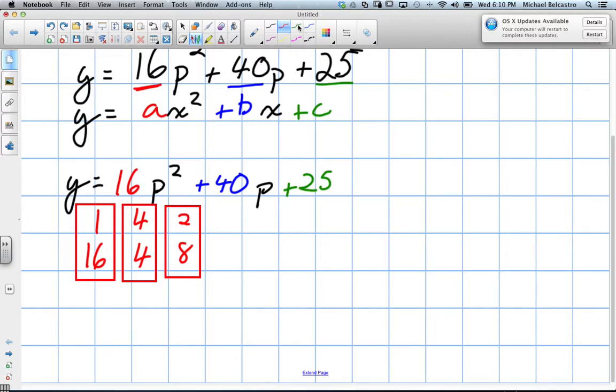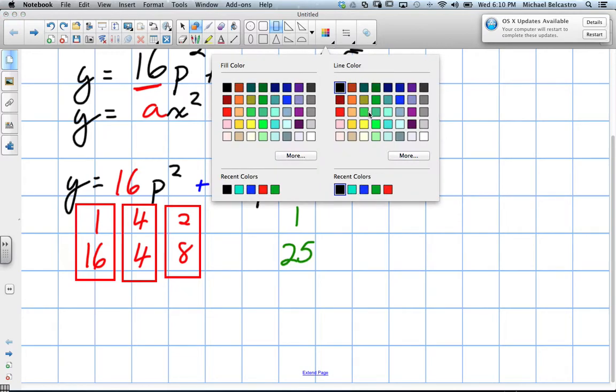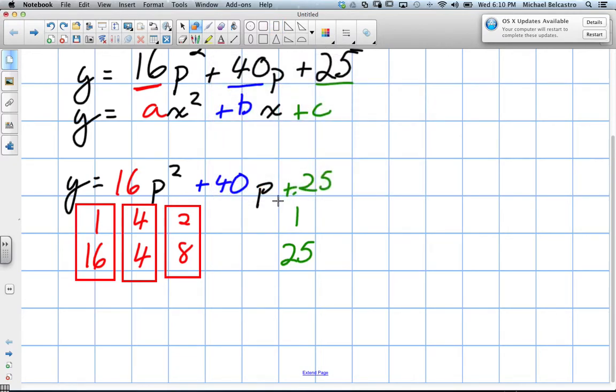Along with that, I need all the factors of our c term. Okay, so what is one set of factors for 25? 1 and 25. Excellent. Okay, and I'm going to do the exact same idea. I'm going to set them up in a column. Can you think of another set while we're doing that? 5 and 5. That's right. So I'll set up the second column.